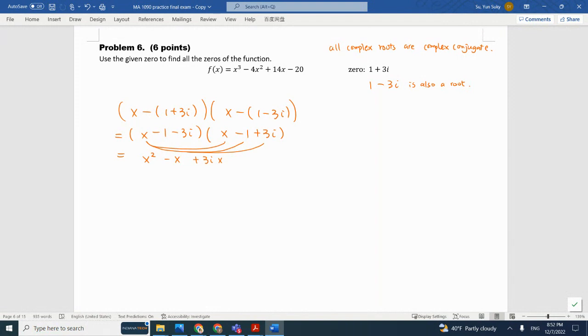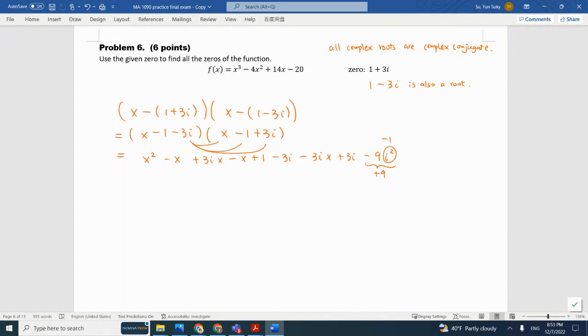And then negative 1 times x, negative x. Negative 1 times negative 1, positive 1. Negative 1 times 3i, negative 3i. Keep going. Negative 3i times x, negative 3ix. Negative 3i times negative 1, positive 3i. Negative 3i times 3i is negative 9i squared. I squared is minus 1. So negative 9 times negative 1 is positive 9.